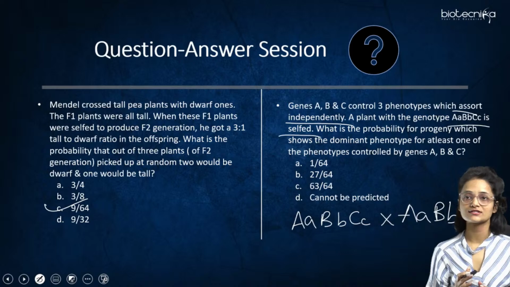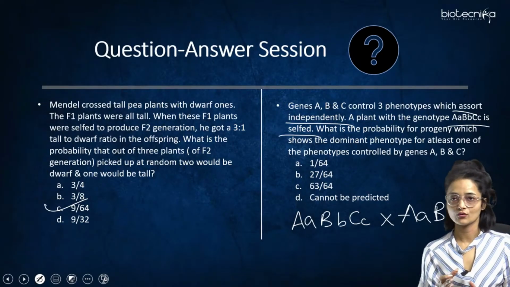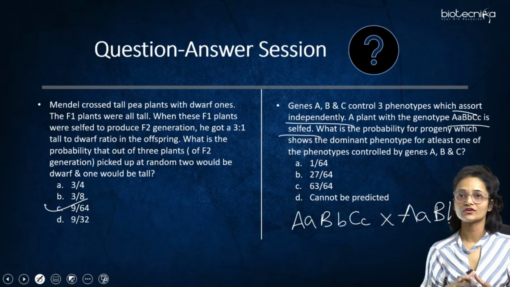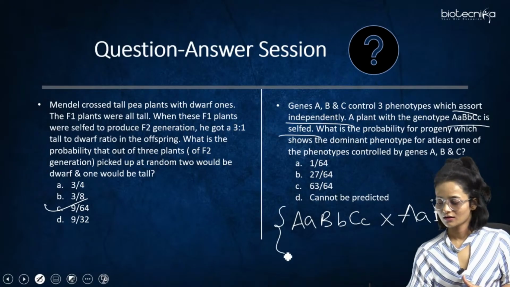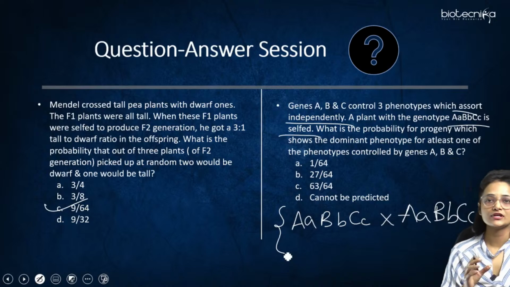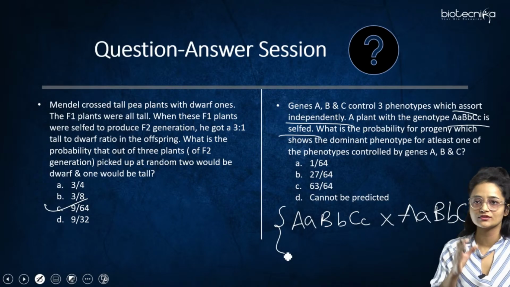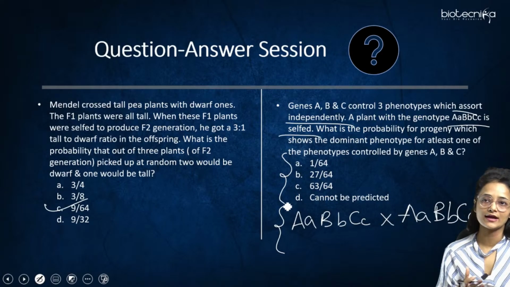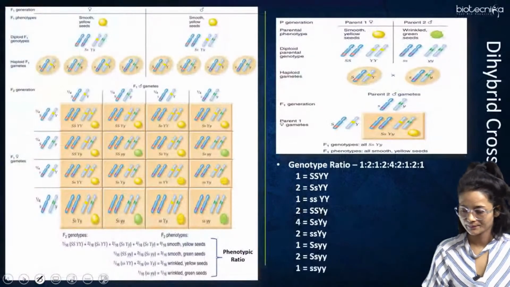So for selfing, we know what the ratio is. For dominant one, it is 3/4, and for recessive one, it is 1/4. What is the probability for the progeny which shows a dominant phenotype for at least one of the phenotypes controlled by genes A, B, and C, right? Now, this question will be coming after we study about the dihybrid cross, because independent assortment also comes there, and the ratio that will be coming across here is basically regarding the dihybrid cross. So first we will be studying dihybrid cross, then we'll be coming to this question, right? So save this question for later.